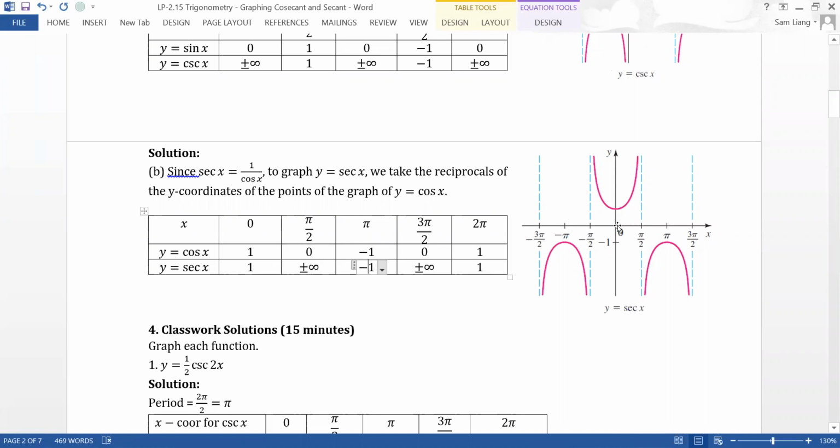So for the points, it will be 0, 1. That'll be our first point that we plot. I'll draw that here. Our next point is at pi over 2, negative infinity, so I'll draw that dotted blue line here. Next, we have pi, negative 1, which is here. And then another asymptote at 3 pi over 2. And then at 2 pi, it's also 1. Again, they didn't go up to 2 pi for the graph in the textbook, but that'll be right here. So technically, it should be like this.